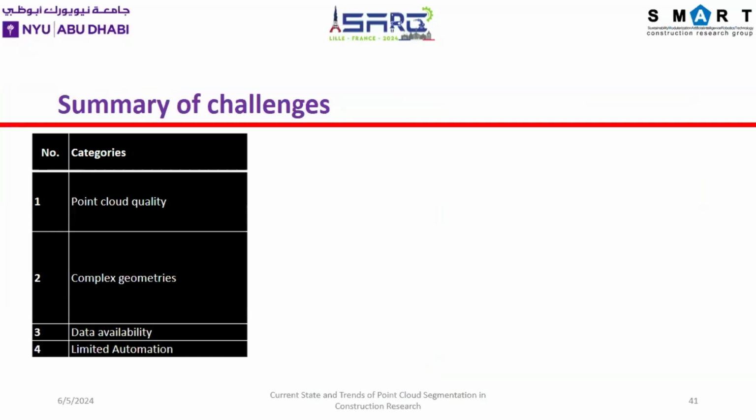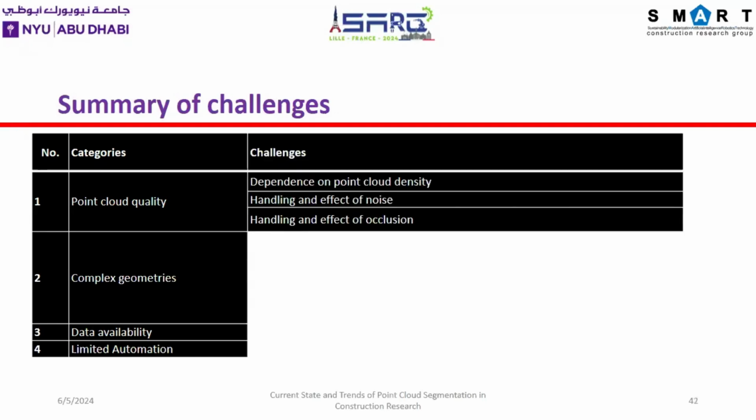At last, we wanted to compare what are the main challenges that we can actually accumulate from all this review that we did. We categorize the challenges into 4. The first one is point cloud quality, and then complex geometry, data availability, and limited automation. When we go to point cloud quality, we know in the construction site, it's not really easy to get a uniform point density across the environment. So segmentation is somehow dependent on point cloud density. So not having that affects the adaptation of non-construction based techniques in construction.